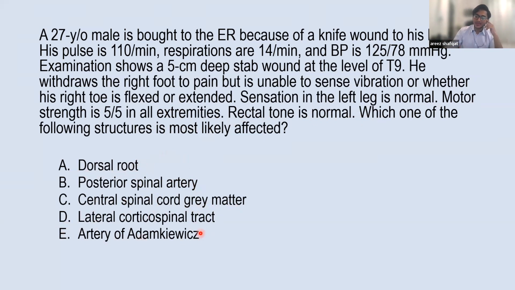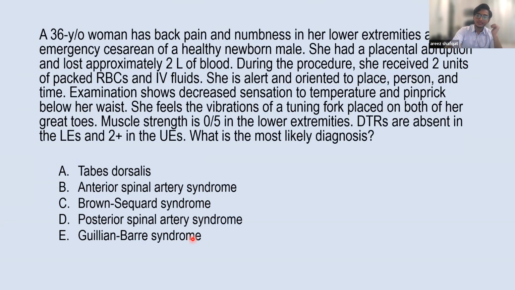This artery here, the artery of Adamkiewicz. Basically the anterior spinal artery supplies the anterior 2/3 of the spinal cord up until the level of the T8 spinal segment. Below that, this artery, it's the T8 artery, exactly. So below T8, this artery would supply the anterior 2/3 of the spinal cord. All right, so what about this question though?